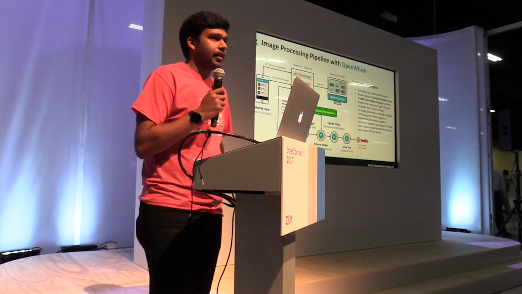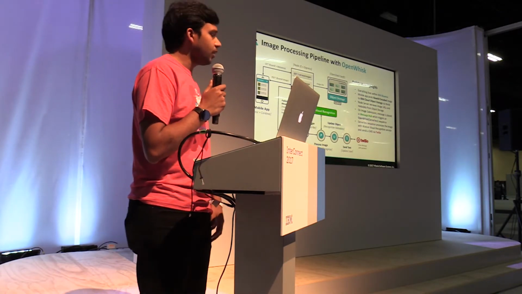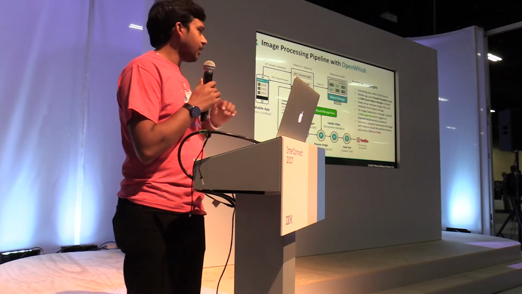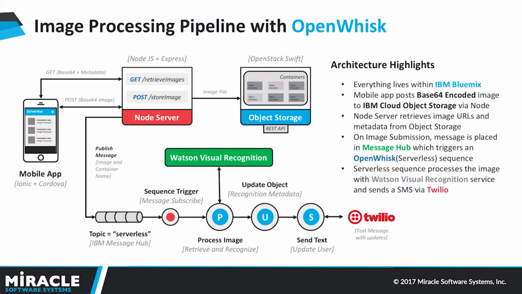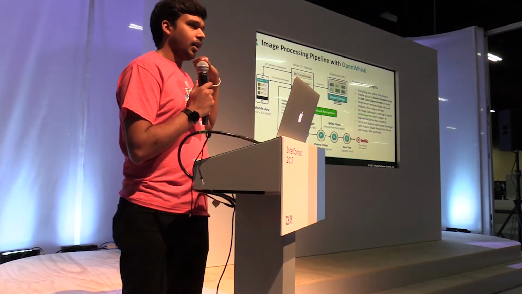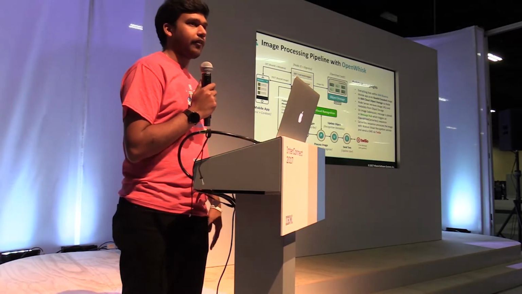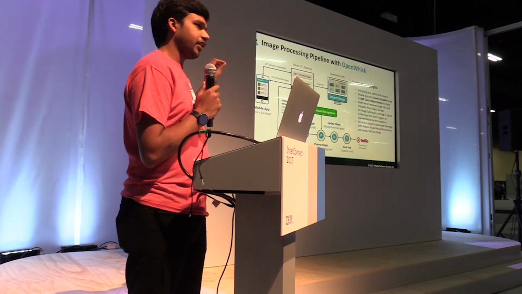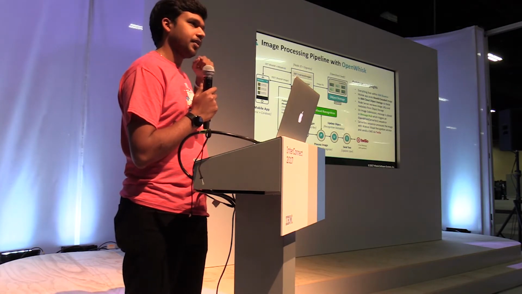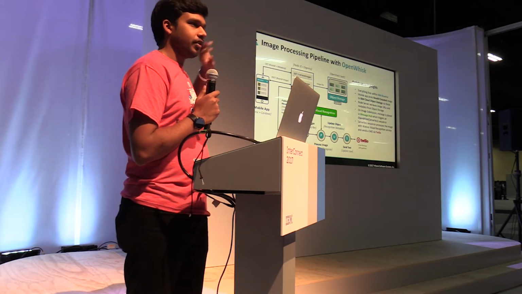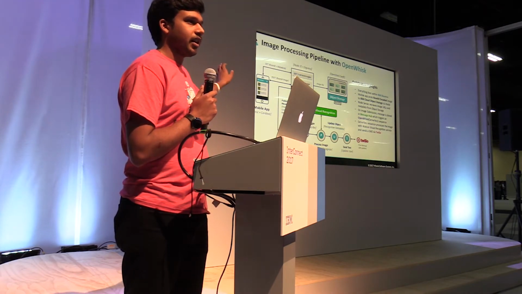So what we did is we created a delegated worker model with OpenWhisk, where any image that is coming into our node server is being dropped into a Message Hub topic, which is Kafka basically, and that is the event trigger. We're pulling out that message, processing the image, and the user is already gone. He's already submitted the image. He doesn't care about it.